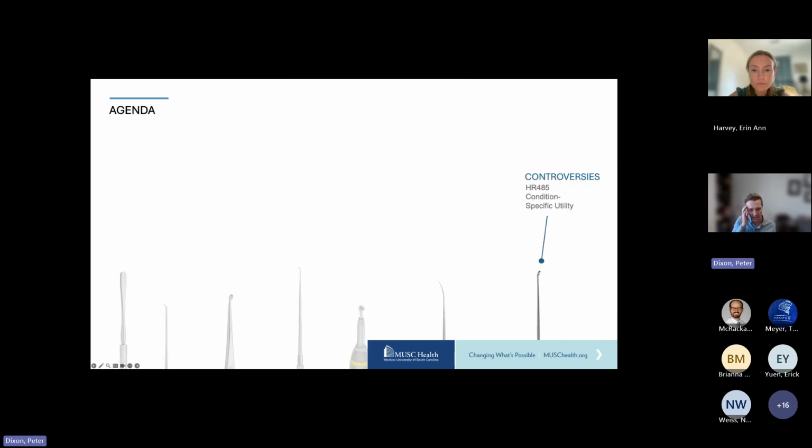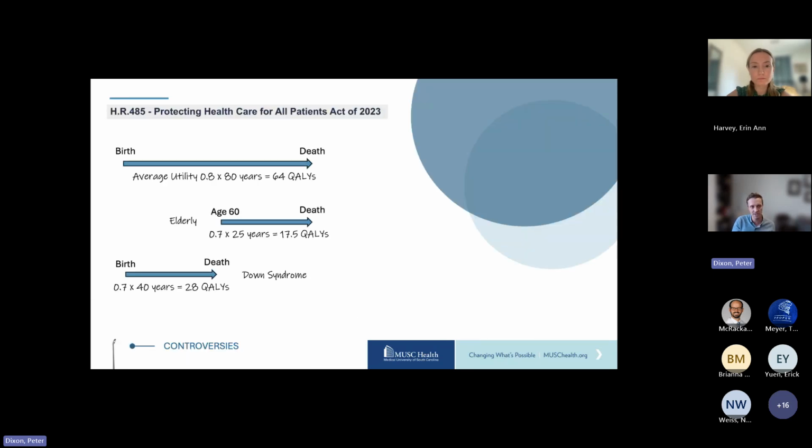Okay, the last part of my talk here is just a little bit about some controversies and new things in cost effectiveness studies. And the first is this bill that is currently under review called the Protecting Healthcare for All Patients Act. And the idea here, when it was introduced, is that there's a potential that QALYs can discriminate against people who have a shorter lifespan.